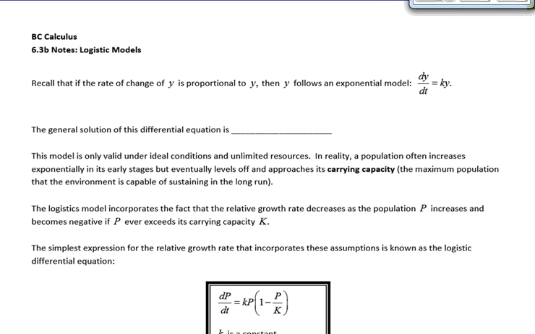In this video, we'll cover the last part of section 6.3, which is talking about something called logistic models. Okay, just a reminder of what we've talked about.